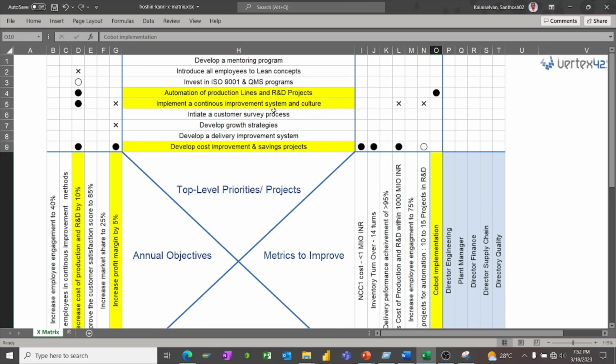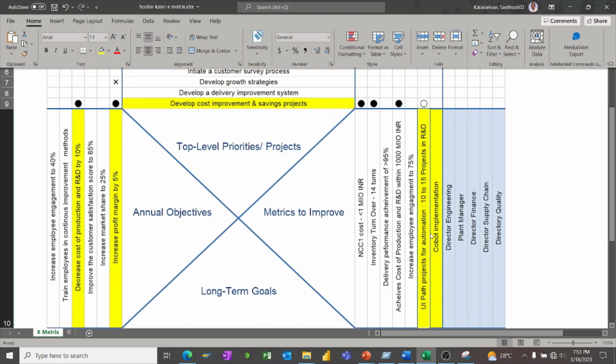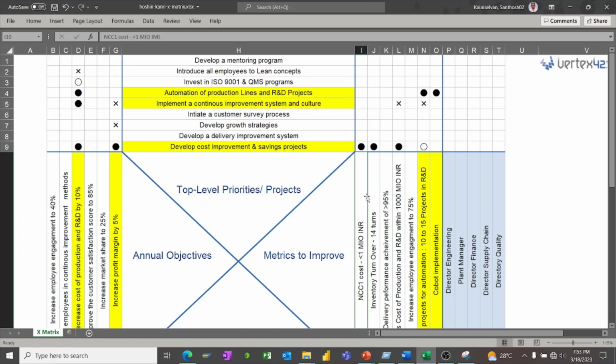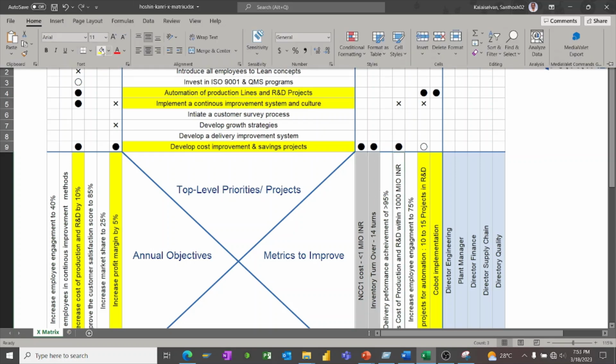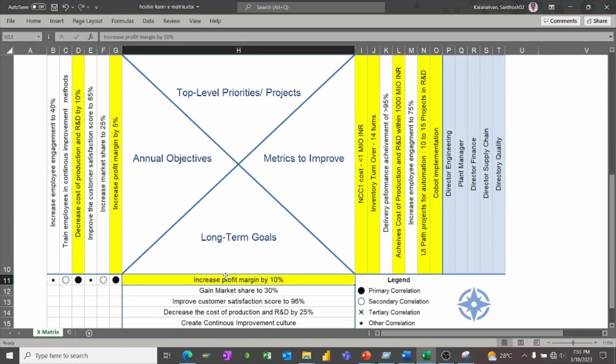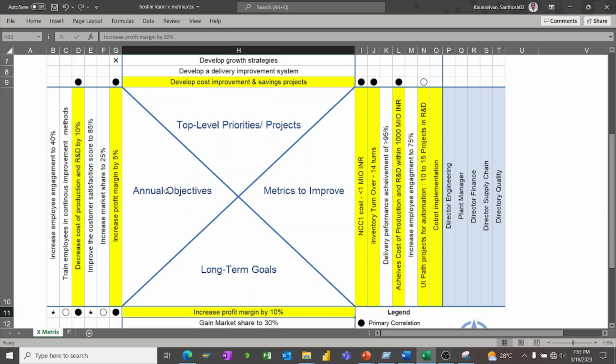And for the automation within R&D, you can see the UiPath projects for automation. So these are primarily correlated. Since these are also primarily correlated, I will indicate this in yellow color. Okay. So now you can see, to achieve an increase in profit margin by 10%, you have to achieve an annual project objective of profit margin by 5% and decrease the cost of production and R&D by 10%.